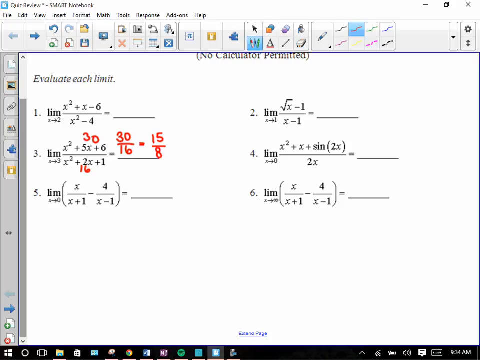Again, all I did there was plug in the number, check to see if I had to do anything, and it turns out they gave me a number. So our limit as x approaches 3 for this function.